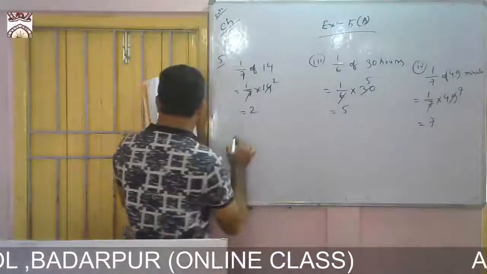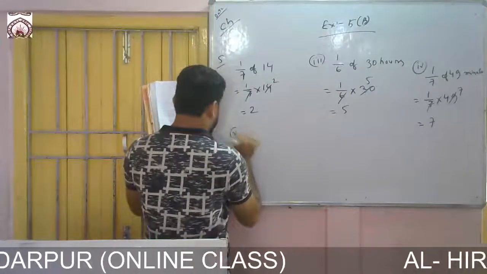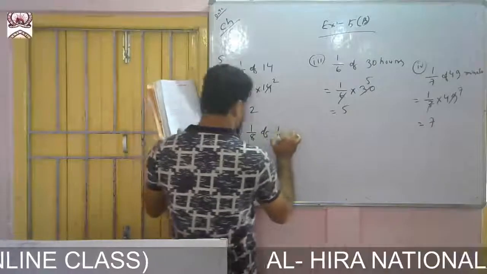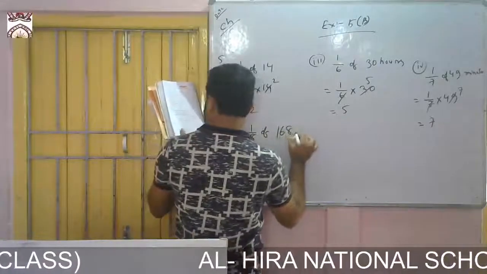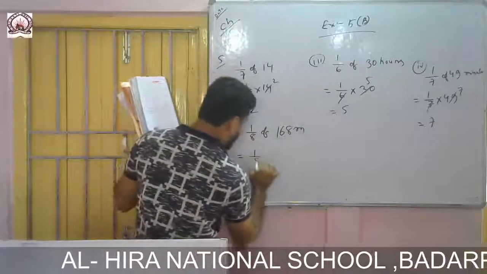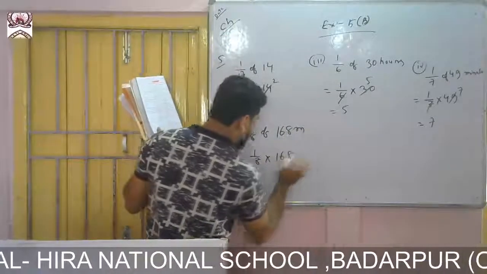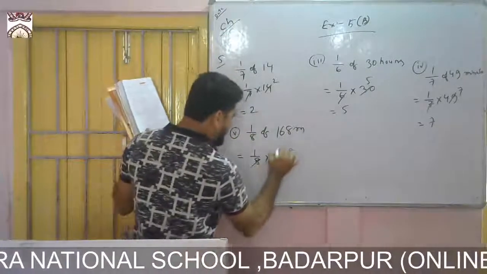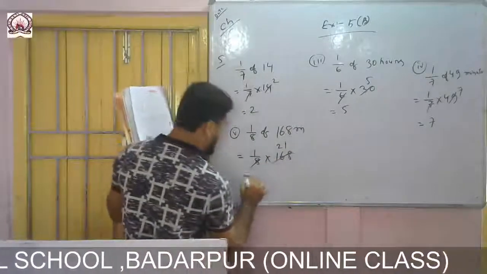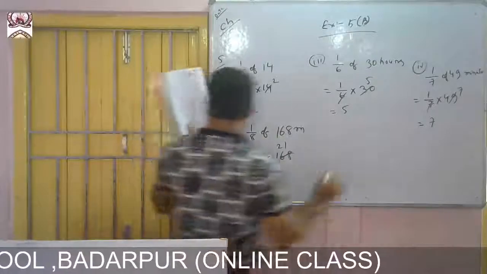Now come to question number 5. 1 by 8 of 168 meter. So 1 by 8 into 168. So 8 2 ja 16. 8 1 ja 8. It is what? 21. So the answer is 21.